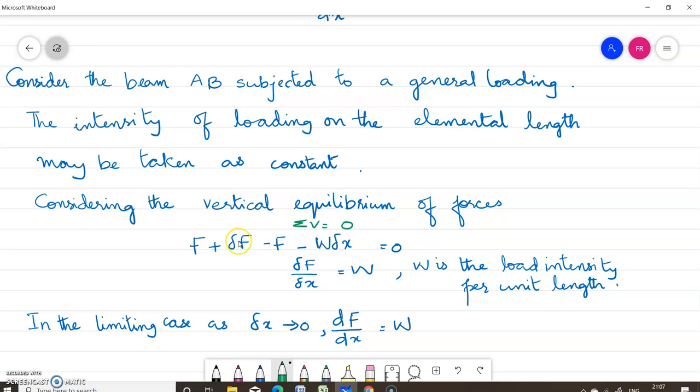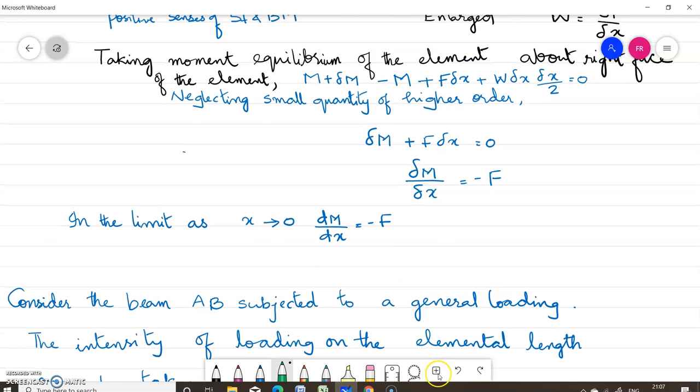So the F and minus F cancel. The remaining is delta F minus W into delta x equal to 0. Or you can write W equal to delta F by delta x, where W is the load intensity per unit length. So in the limiting case, as delta x tends to 0, we can write dF by dx equal to W. That is, the first derivative of shear force is load.